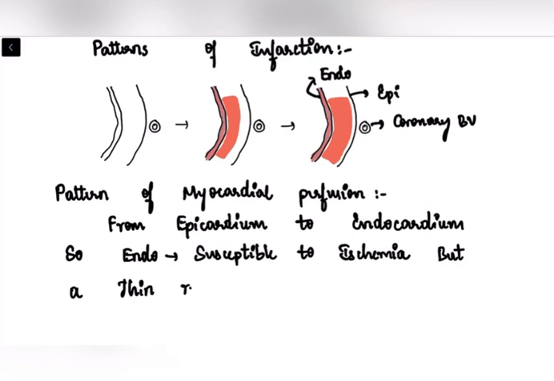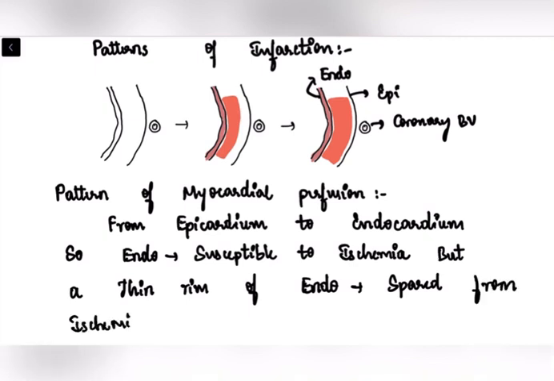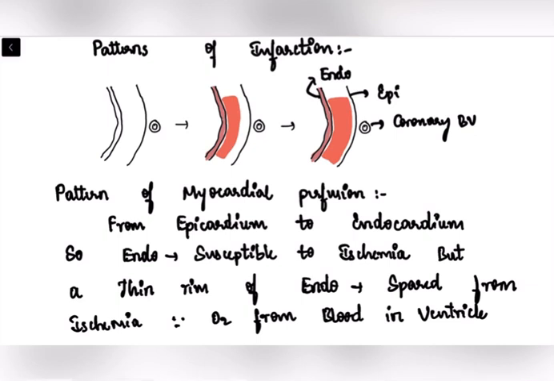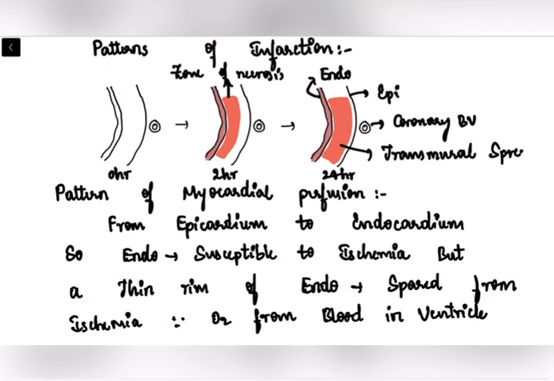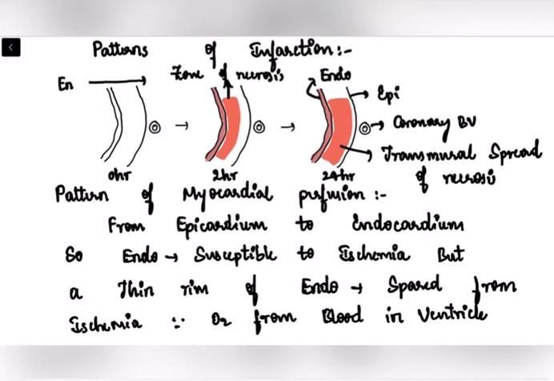But there is a sparing of a thin rim of endocardium. This is due to direct oxygen diffusion from the blood in the ventricle chamber. So this is the zone of necrosis that starts from endocardium to epicardium. See, the perfusion is from epicardium to endocardium. The spread of necrosis or death is from endocardium to epicardium, quite opposite.